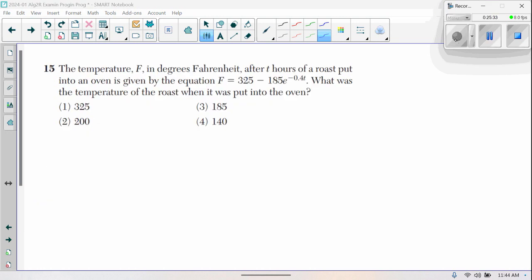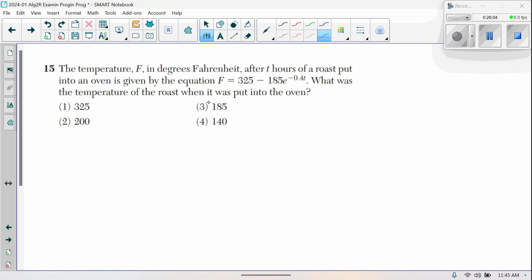Whew, and off that complicated problem, on to number 15. That looks like it's complicated because we have Euclid's number, or is that Euler's number? Or one of them. E raised to the 0.4. The temperature F in degrees Fahrenheit after T hours of a roast put into an oven is given by the equation F equals 325 minus 185 e raised to the negative 0.4 T. What was the temperature of the roast when it was first put in?